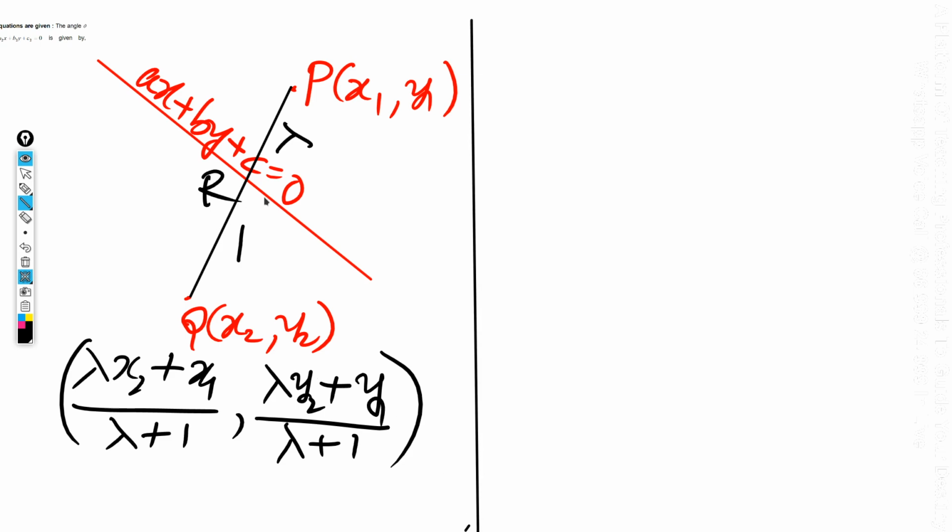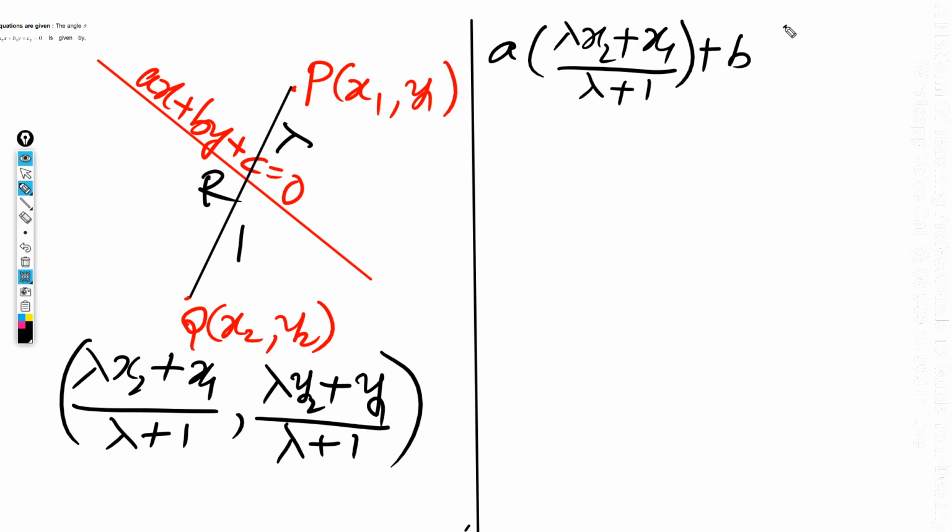But where does this R lie? R lies on the line also. This R is the intersection of these two, no? That is why this point must satisfy the line equation. What is the line equation? ax plus by plus c equal to 0. So a into (lambda x2 plus x1) divided by (lambda plus 1), plus b into (lambda y2 plus y1) by (lambda plus 1), plus c.